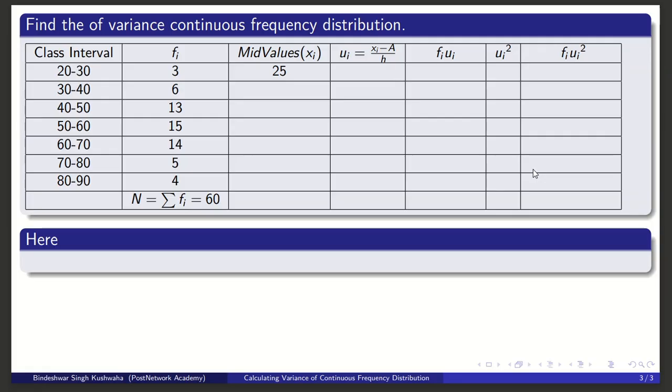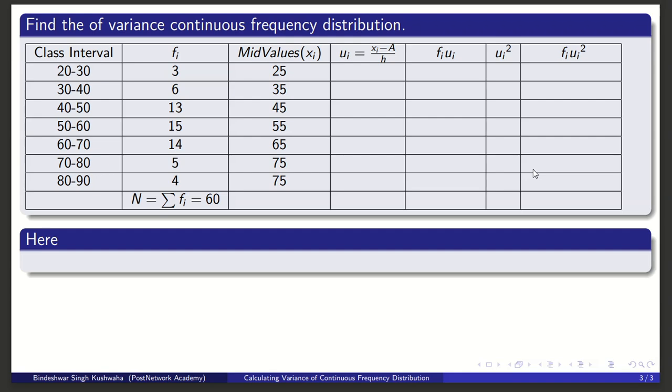So let us find out mid value. So you will calculate mid values by adding lower values of class interval plus upper values of class interval upon 2. So 20 plus 30 upon 2, that is 25. Next 30 plus 40 upon 2, that would be 35. 40 plus 50 upon 2, 45, and so on.